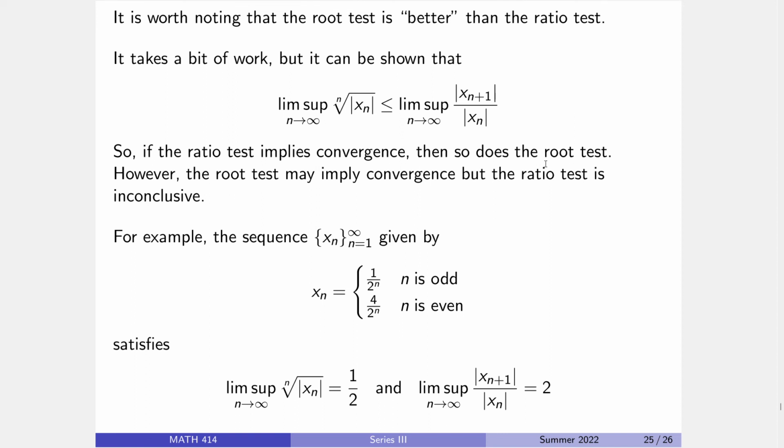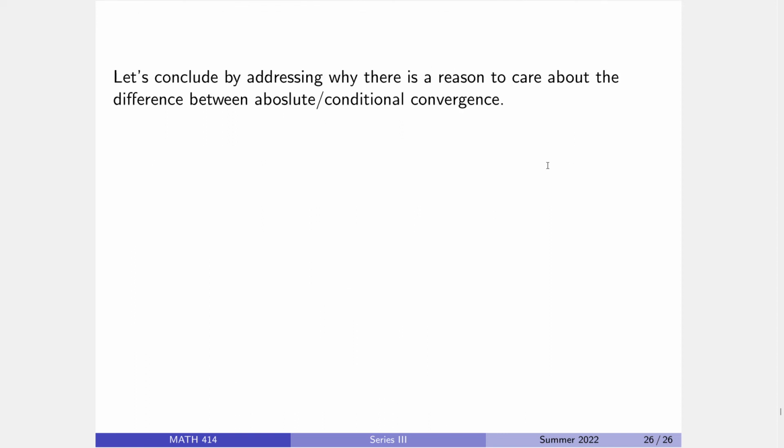One last thing for today. Let's finish off today with a brief discussion of why there is really a reason to care about the difference between absolute and conditional. Obviously there is a difference between them. We've given an explicit example. But is there a benefit to one or the other?